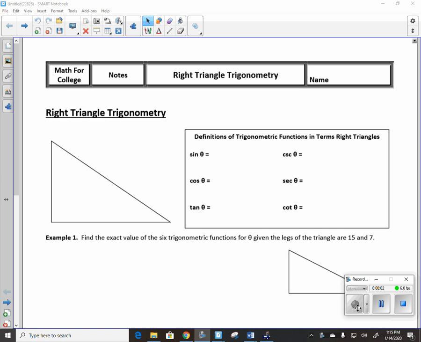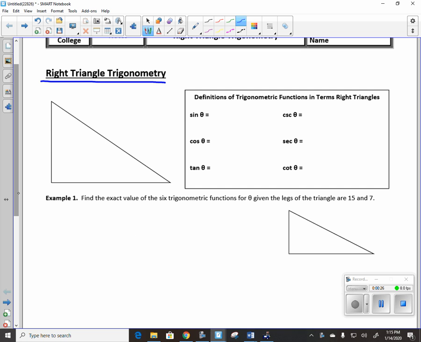Okay, here we go. Definitions of trigonometric functions in terms of right triangles. Today our goal is to be able to solve right triangles, do a little bit of what we call right triangle trigonometry. I'm going to speak in as plain of terms as I possibly can, because I believe that you learned this in geometry, but probably didn't learn it really, really well. And so here we go, trying to work through it.